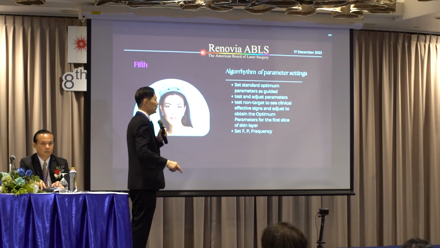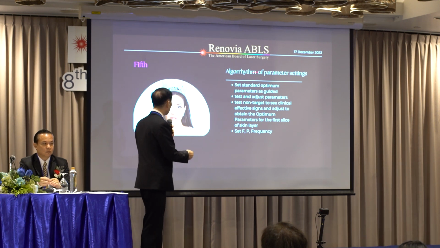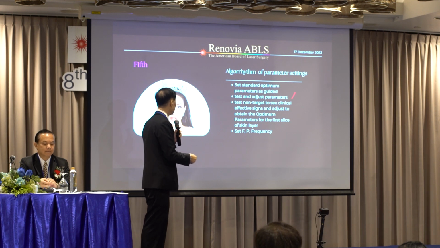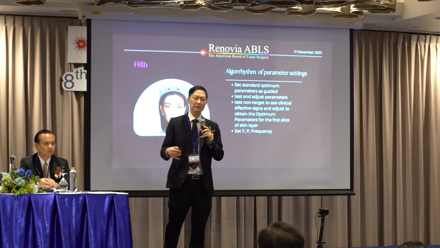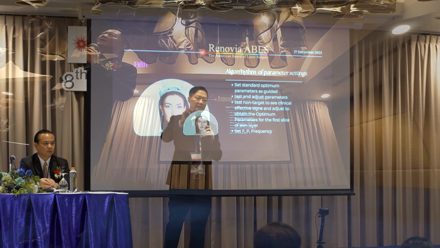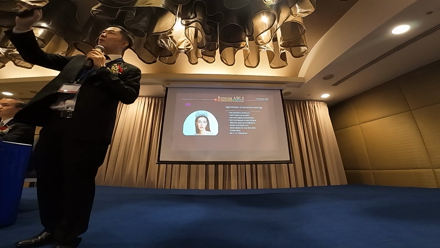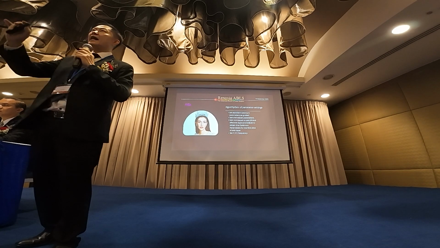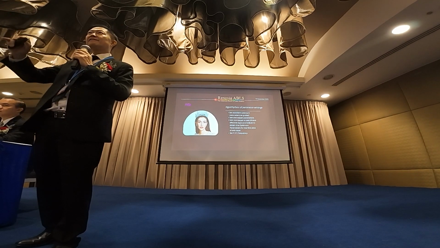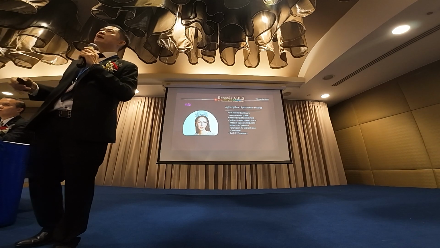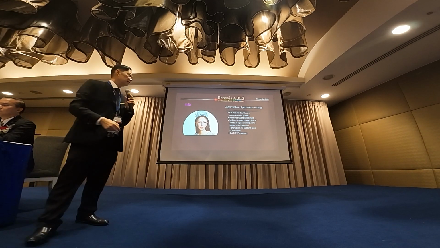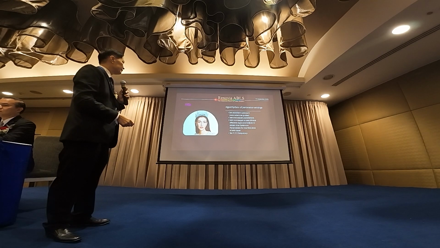Then when you have a strategy, you set an algorithm. You have the algorithm of setting it, like I told you before, you have to set the normal fluence and then reduce by half or increase by half or increase by 25% and see the result. Next slide, please.